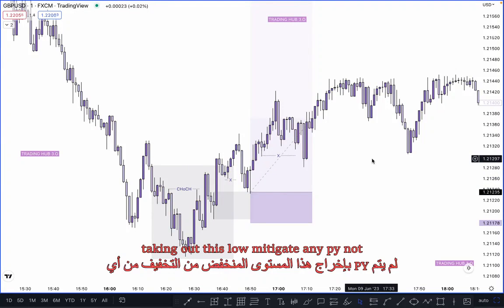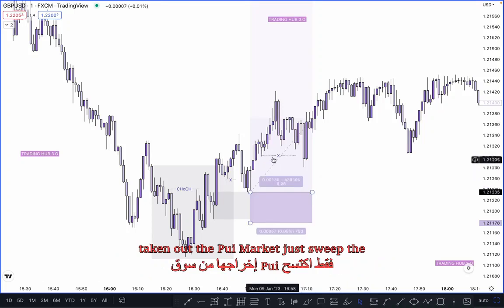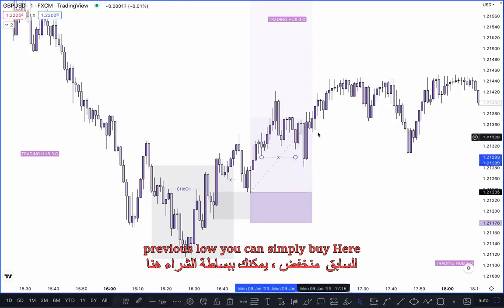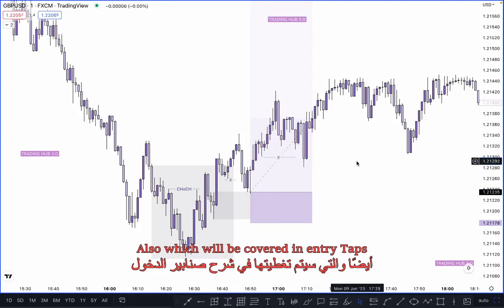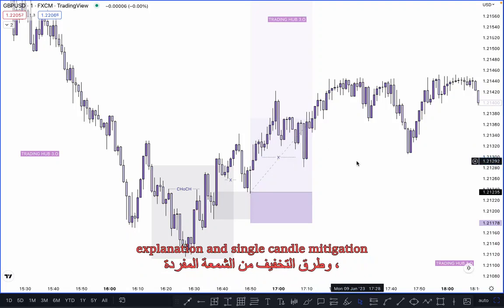If the market takes out this low, mitigate any PY. If it does not take out the PY and the market just sweeps the previous low, you can simply buy here also, which will be covered in the entry taps explanation and single candle mitigation ways.